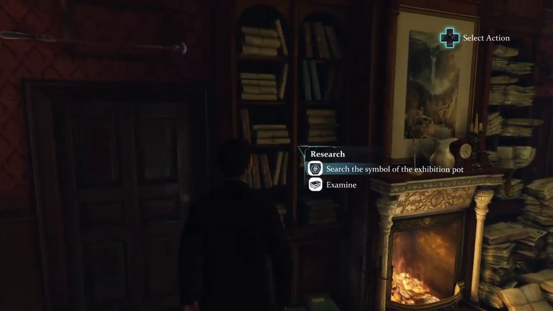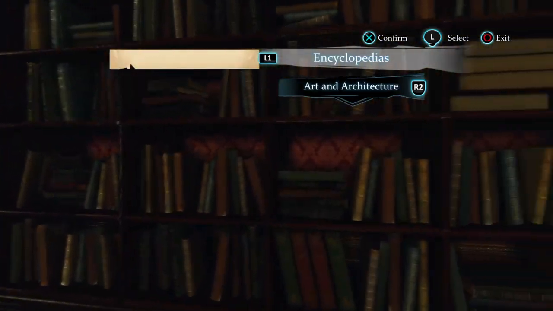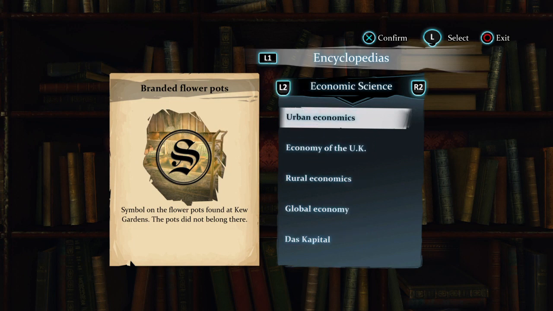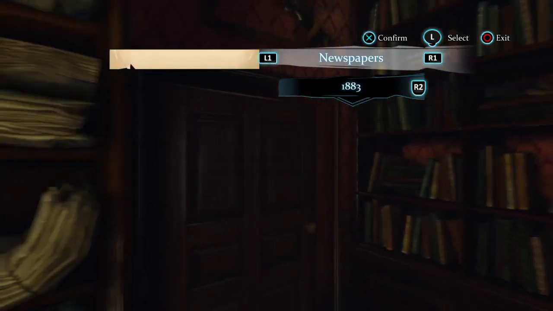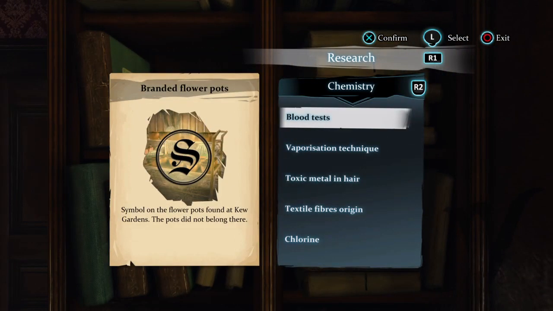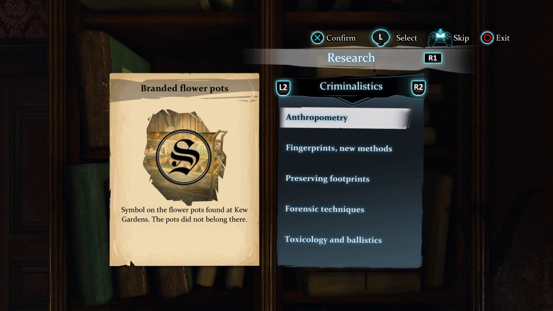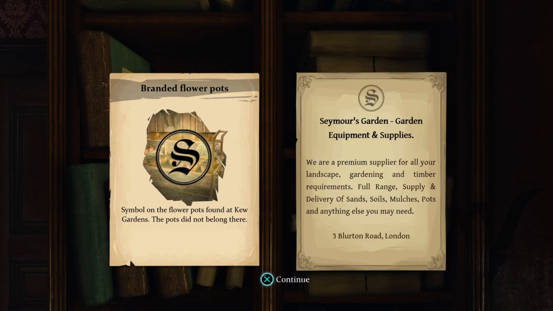Okay. First, let's take a look here. Symbol of the exhibition. Somewhere on the right. It's wrong here. It's not newspapers. Next one. It's Wikipedia. Economic science, technology, history, medicine, botany. No. Chemistry. Poisons and toxins, wounds and injuries, criminalistics, martial arts, marks and symbols. That is not the one I need. Oh, okay. London Garden? Yeah, now there it is.